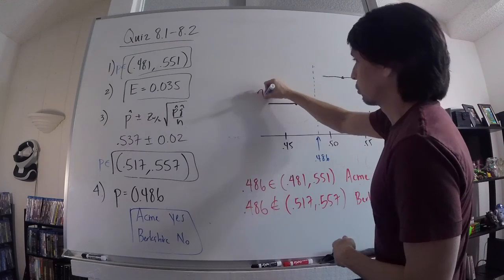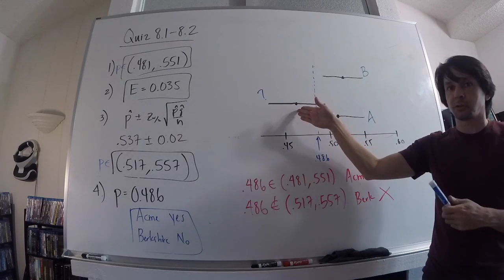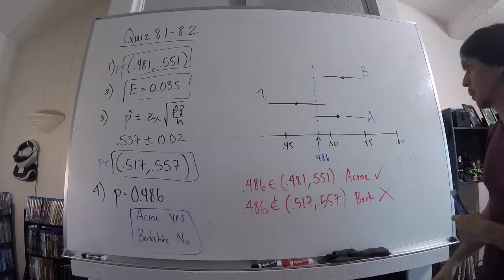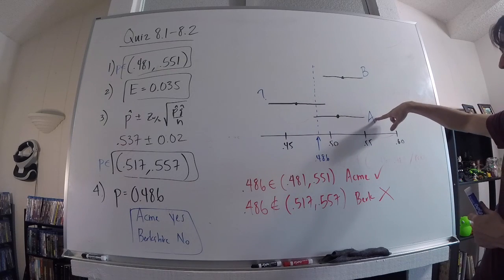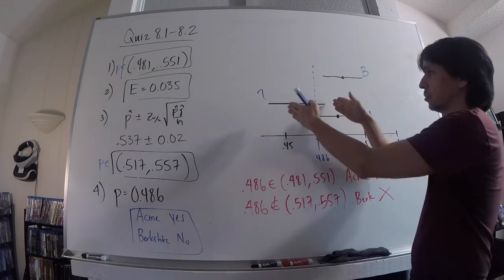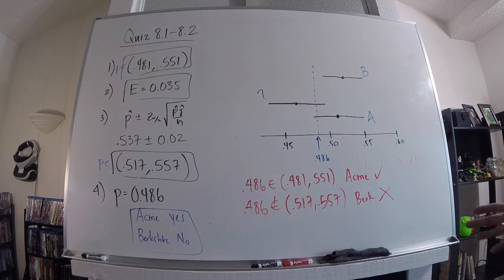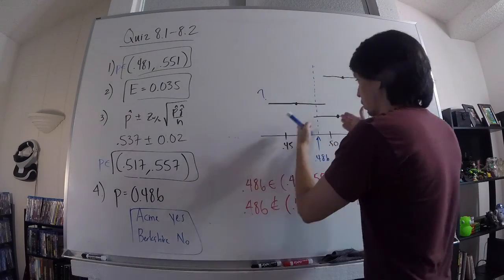And then this one is some third polling organization that predicted that it would be about 46 or 47%. Anyway, that organization was correct. It did contain it. That's Acme. Berkshire was wrong. They missed it. This other organization did correctly predict that it would be within there. All right, that's it. Just want you to visually be able to understand how these get translated onto a picture like this.